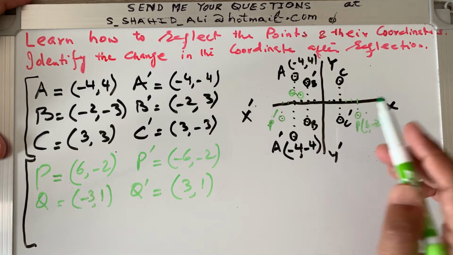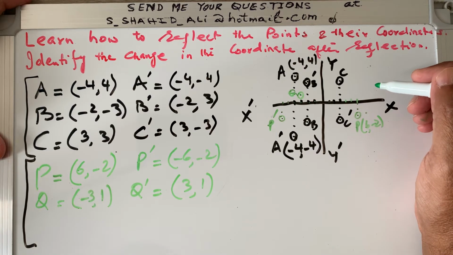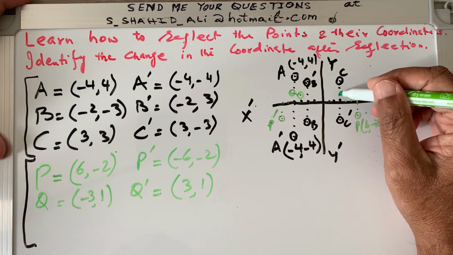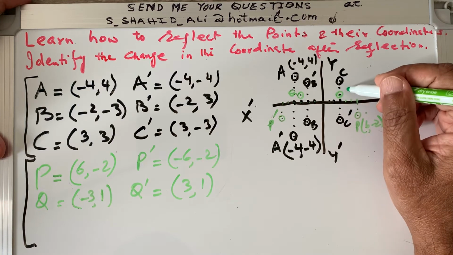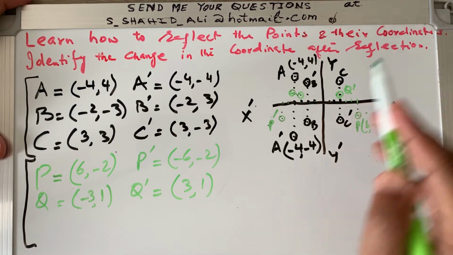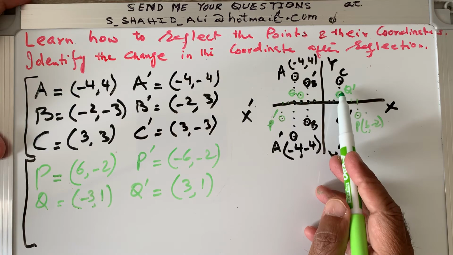So this should be in the first quadrant, and the first quadrant means 3 and 1. So 3 and 1, this is its reflection. So this is my Q dash. So this is my Q, this is my Q dash. You can see the reflection.